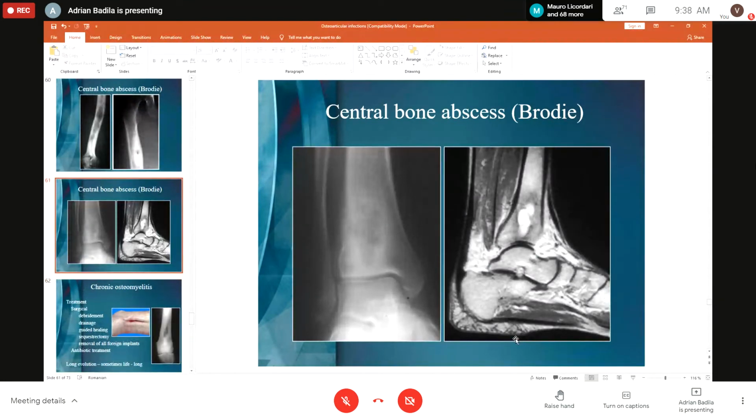Other images with the Brodie abscess. Here we have one in the distal part of the tibia. Here we have an MRI image with a sagittal slice. You can see here the localized infection in the middle of the distal tibia.